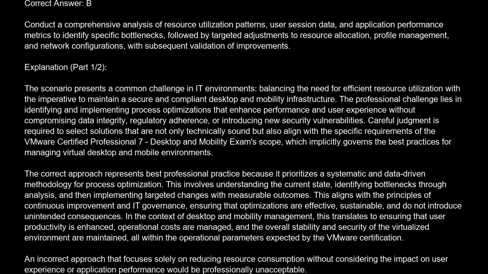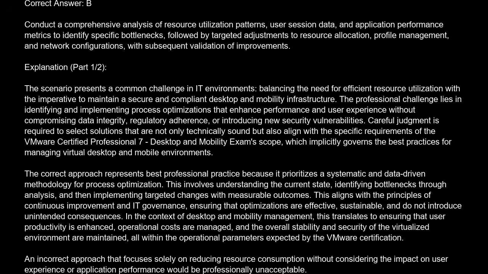Careful judgment is required to select solutions that are not only technically sound, but also align with the specific requirements of the VMware Certified Professional 7 Desktop and Mobility Exam scope, which implicitly governs the best practices for managing virtual desktop and mobile environments. The correct approach represents best professional practice because it prioritizes a systematic and data-driven methodology for process optimization. This involves understanding the current state, identifying bottlenecks through analysis, and then implementing targeted changes with measurable outcomes.